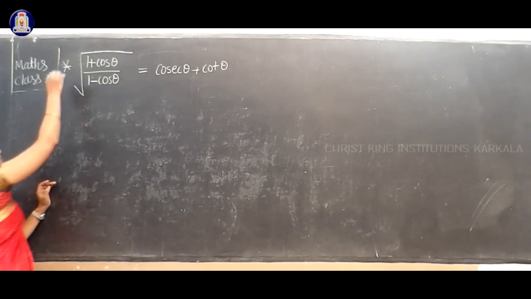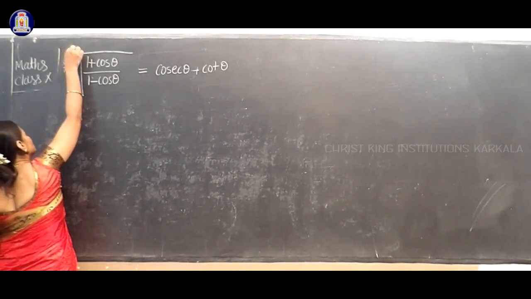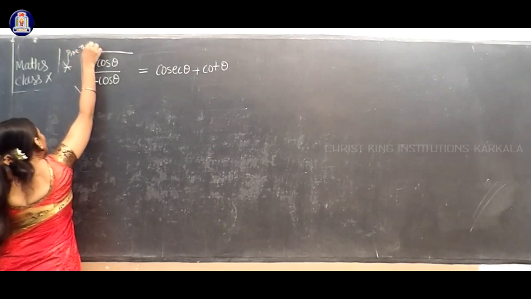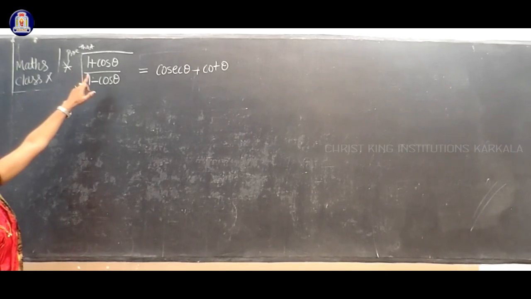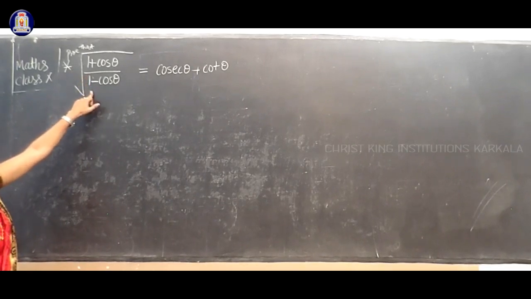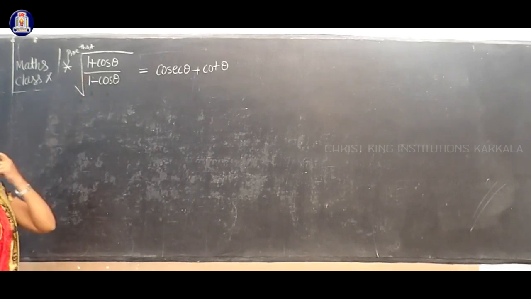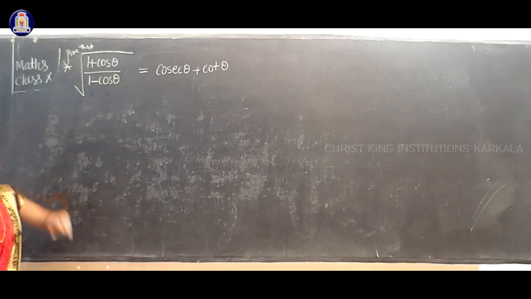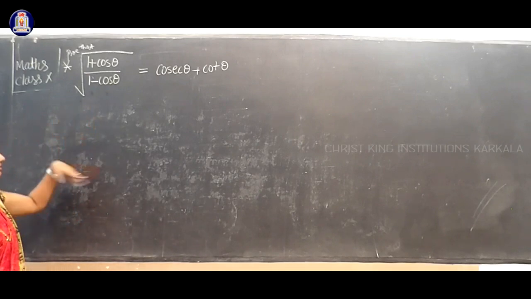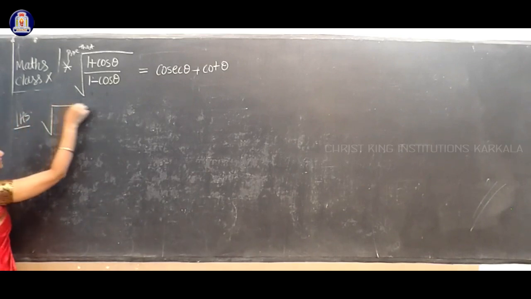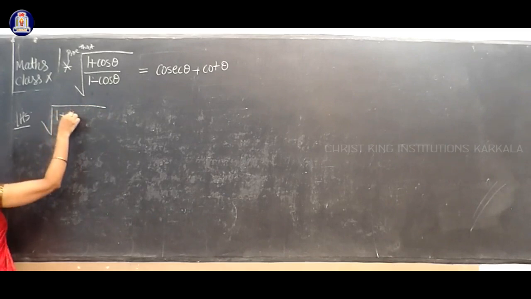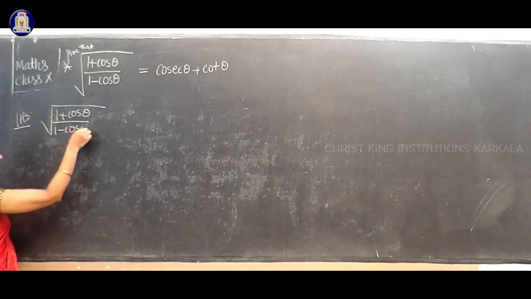Next, prove that square root of 1 plus cos theta divided by 1 minus cos theta is equal to cosecant theta plus cot theta. Use the same method as the previous question. Have we simplified the LHS side? So the LHS side is square root of 1 plus cos theta divided by 1 minus cos theta, right?